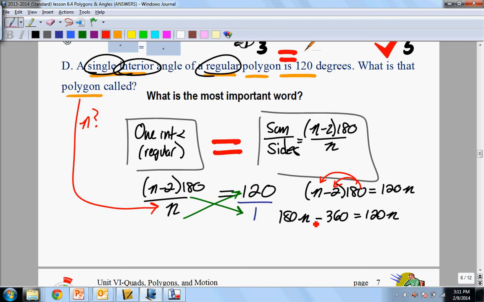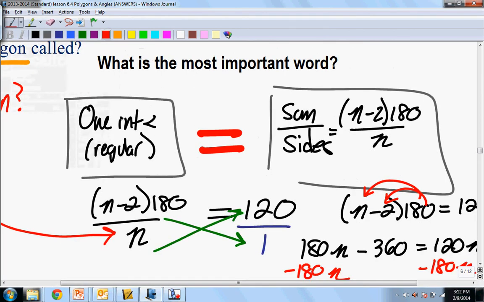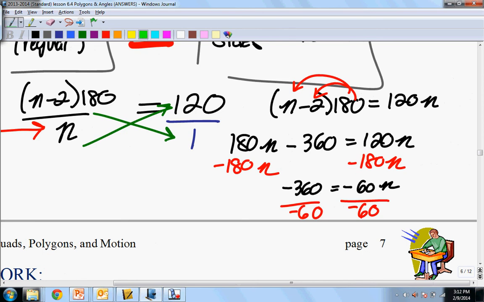I want n by itself, so I'm going to subtract from both sides. Minus 180n, minus 180n. End up with negative 360 equals, there's a difference of 60 units, negative 60n. Now I'm going to divide by negative 60. You actually don't need a calculator here if you look carefully. Just cancel the zeros, and then 6 goes into 36 6 times. So in this case, our n is 6.